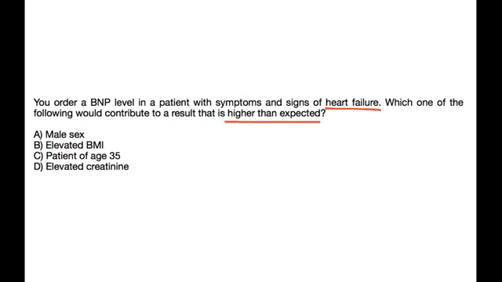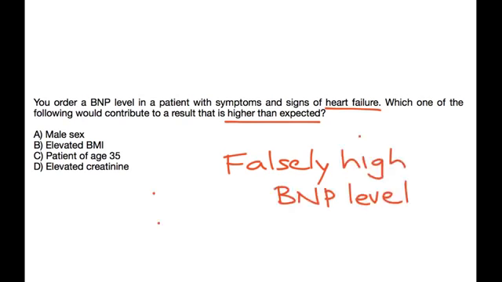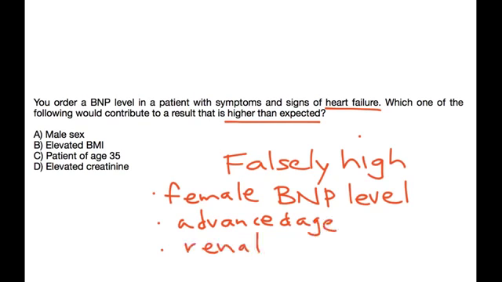So this question essentially is asking you, in what scenario would you have a falsely high value of BNP? And if you remember, there's three scenarios. There's female patients, there's patients that are advanced in age, and there's patients that have renal failure. So if you look at our answer choices, A is male sex, so it's not that one. Elevated BMI, that is referring to obesity. These patients actually have falsely low BNP levels. Patient of age 35, that's not really advanced age. But choice D, elevated creatinine, is what happens when you have renal failure. So the answer to this question is elevated creatinine.